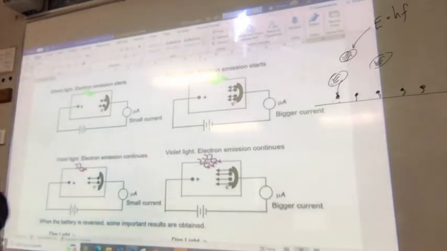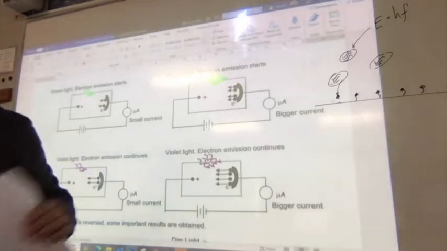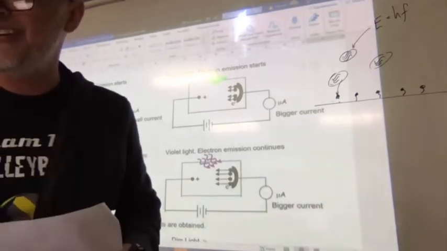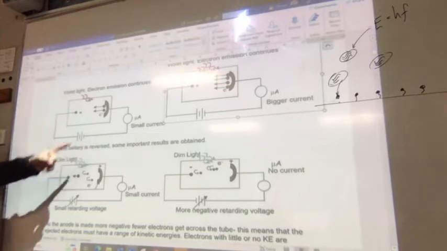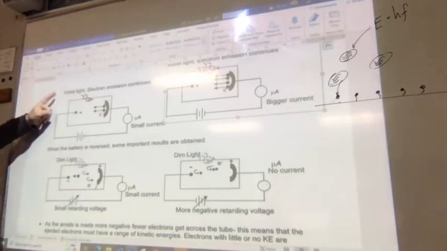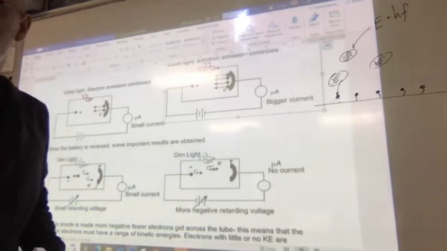Okay? All right. Now I'm going to move it up again. I'm going to go from green light to purple light. Even more energy. Okay? Ultraviolet light. The electron emission continues.